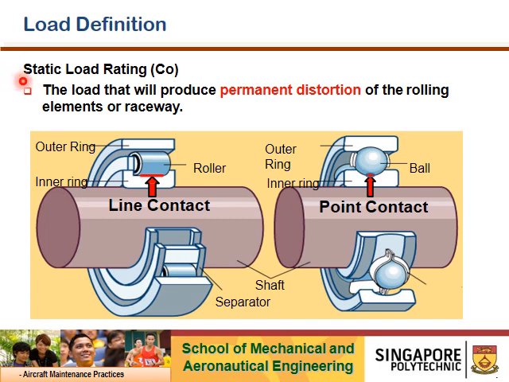Okay, so this is coming back to the same thing again, static load rating C0, the load that will produce permanent distortion of the rolling element or raceway element. So this is just another term given, like static load rating and ultimate loading. Okay.